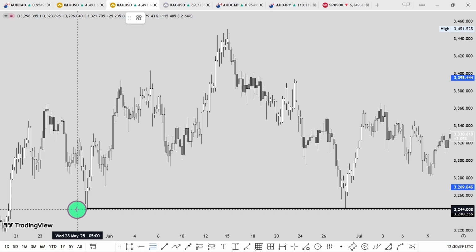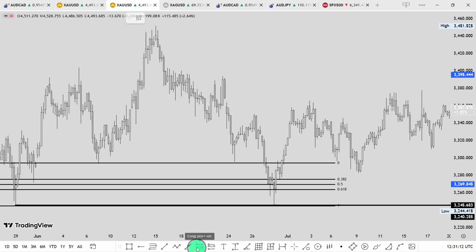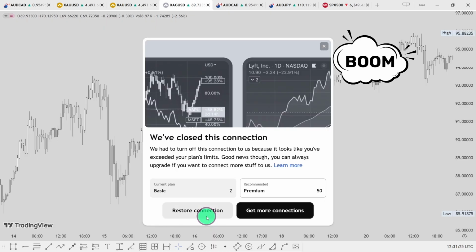How do we verify? You mark your Fibonacci from the low to where we have our break. You can see it's below it, and then our entry level is like this. So either the 50% level or the 61.8% level, with the stop loss just below the zone, and the target even 1:3, 1:4, whatever, or however long you can hold your trade, you can do so.